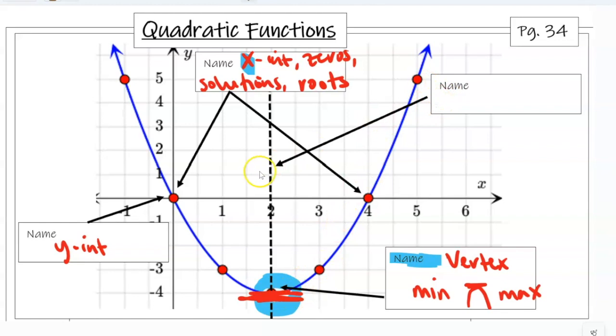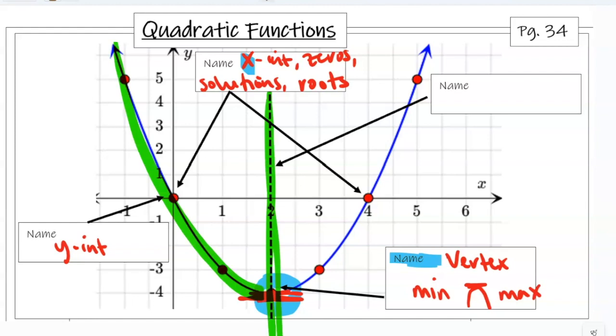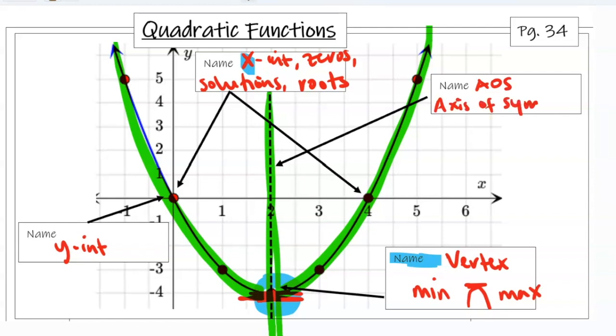All right, finally, we've got this line that goes right down the middle. So this line splits the graph in half. And if you look at it, this half is exactly this half, which means it's symmetric. And therefore, this is called the axis of symmetry, AOS for short. The most important thing to realize is that this is not a point. What is this? This is a line.